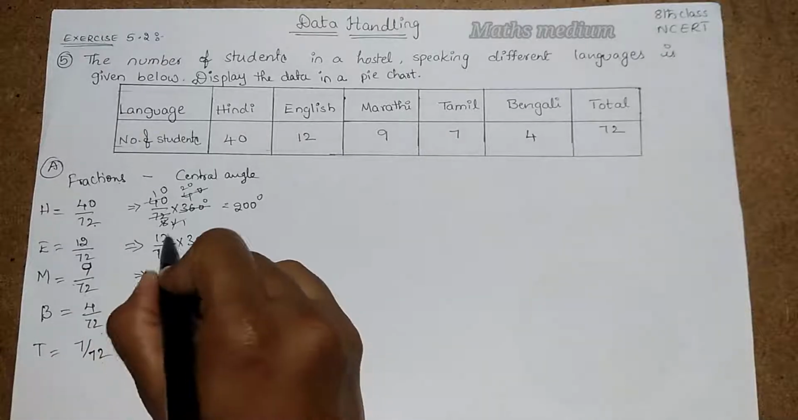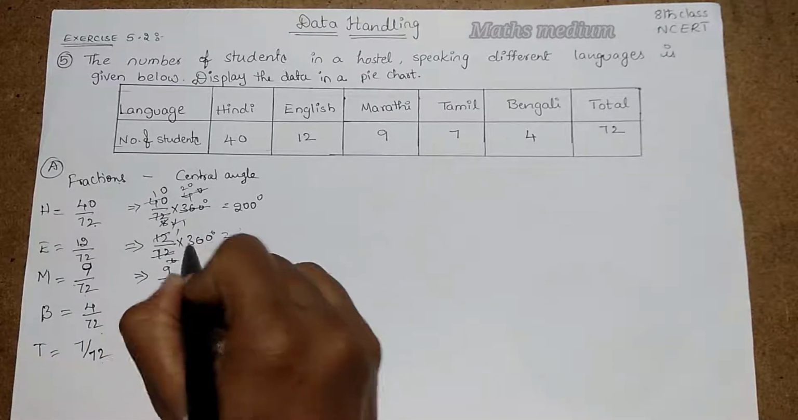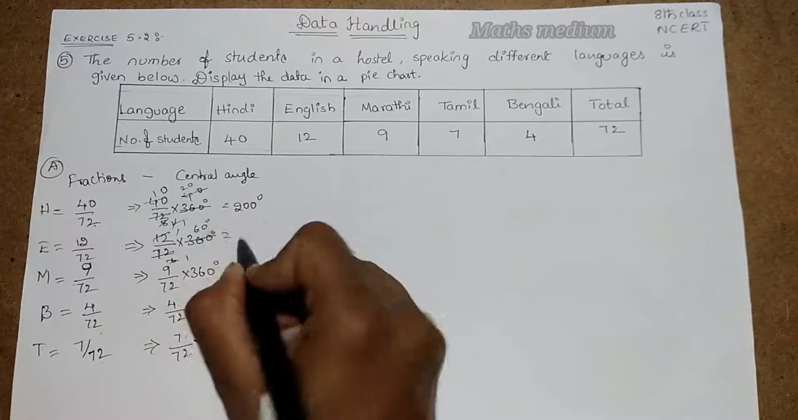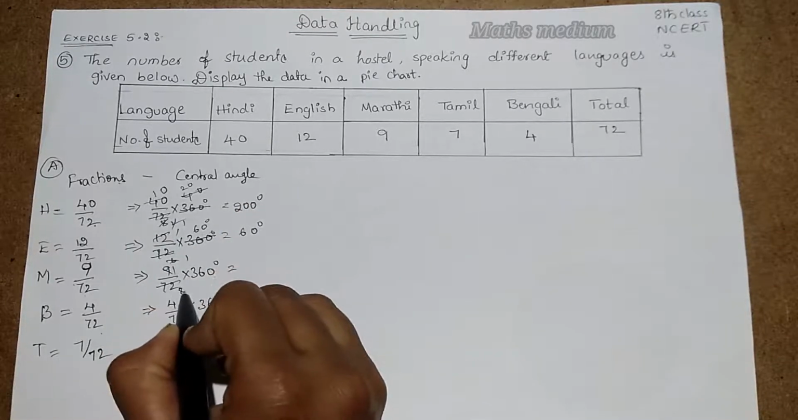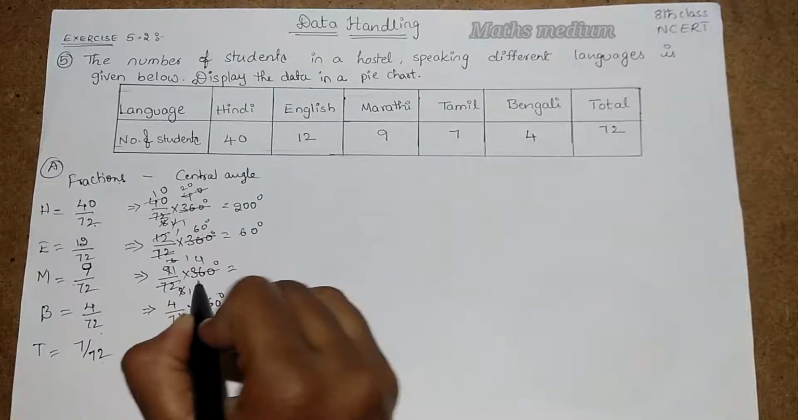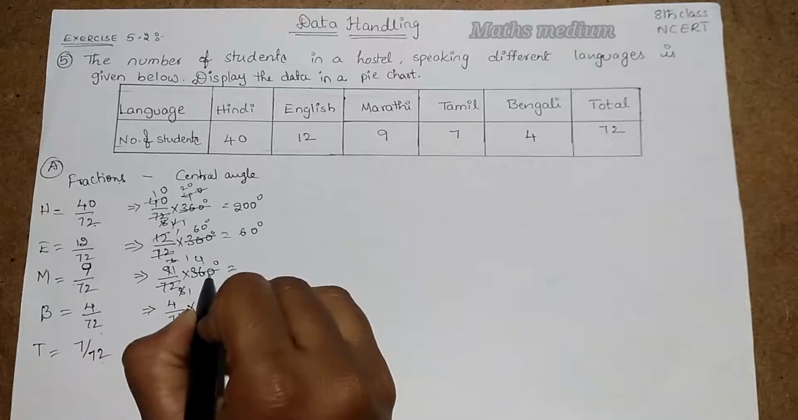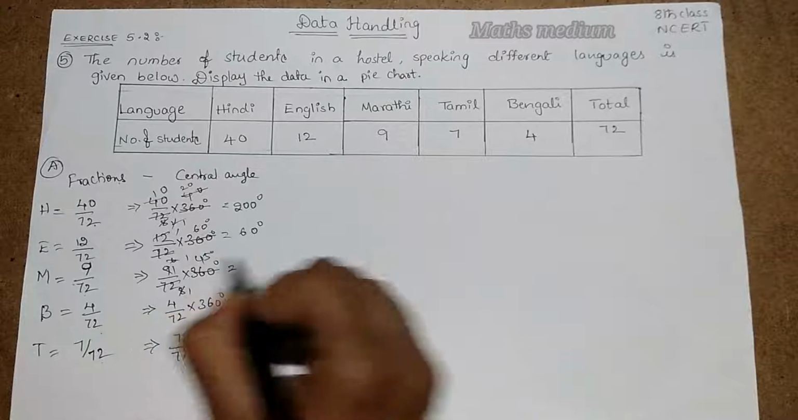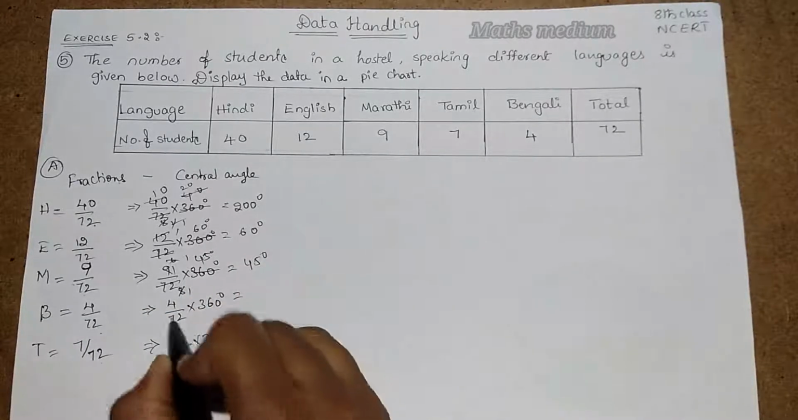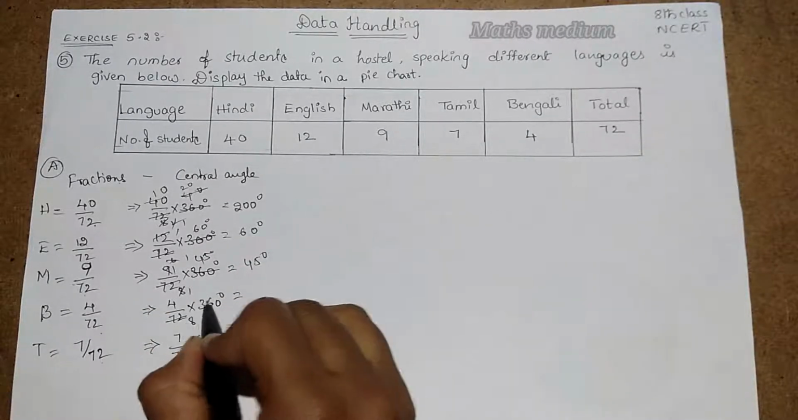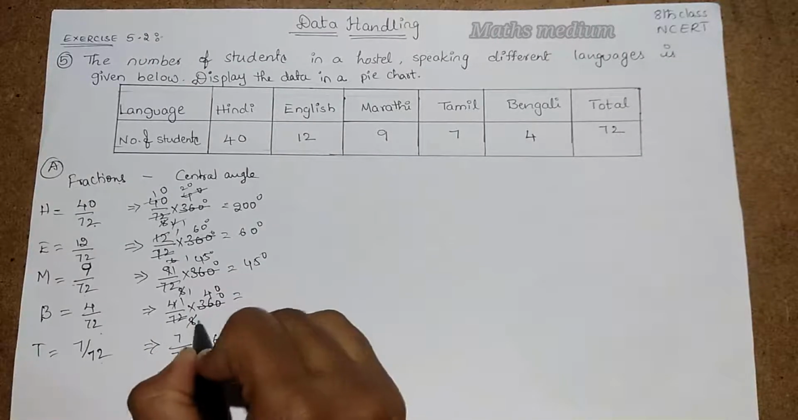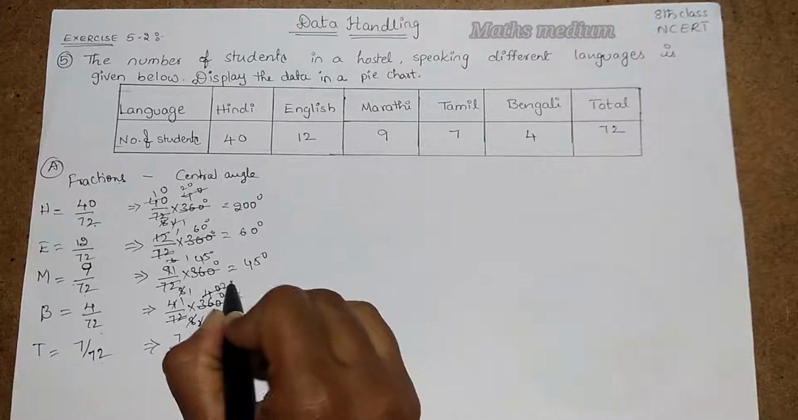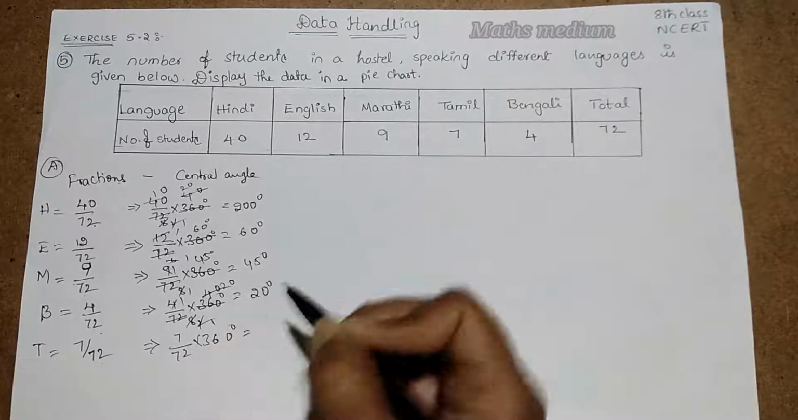Similarly, this also: 12 1s are 12, 12 6s are 72, 6 1s are 6, 6 6s are 36, so 60 degrees. Here also, 9 1s are 9, 9 8s are 72, 8 1s are 8, 8 4s are 32, remaining is 40, 8 5s are 40, so 45 degrees. Here 9 8s are 72, 9 40s are 360, so 4 1s are 4, 4 2s are 8, 2 1s are 2, 2 20s are 40, so this is 20 degrees.